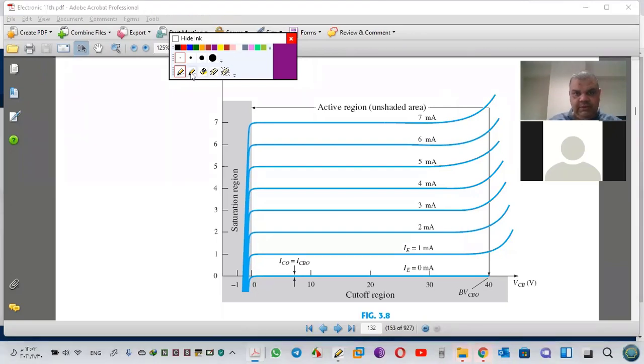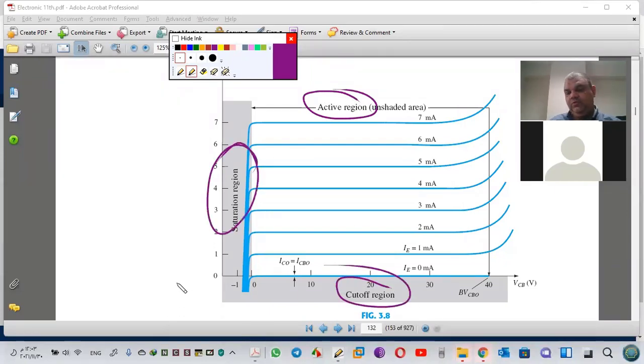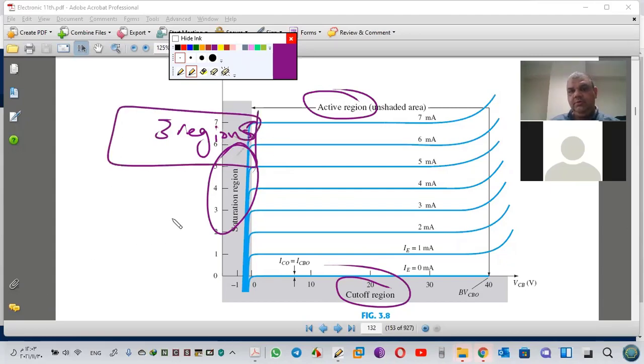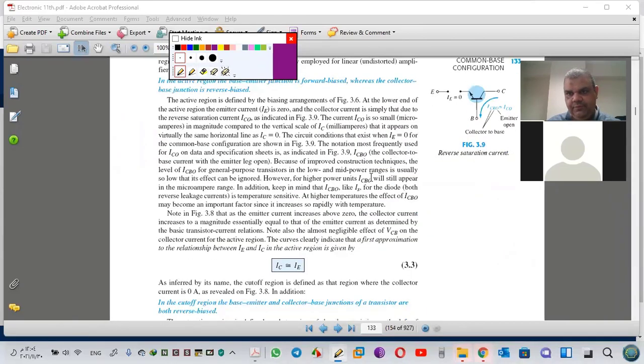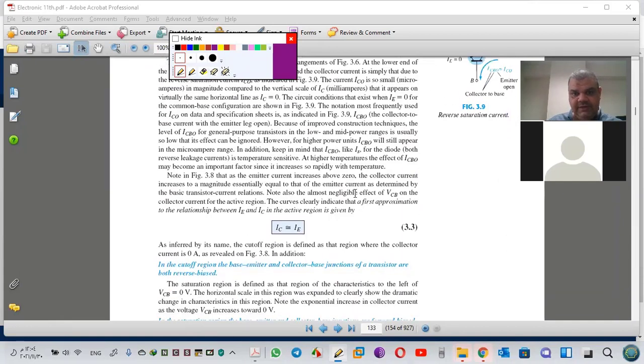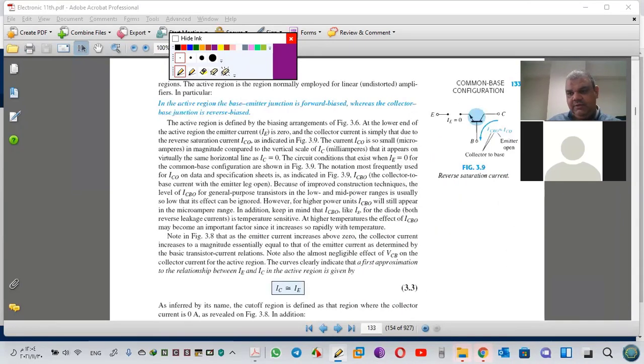Okay, we found here that we have active, cutoff, and saturation regions. So we have three regions in a transistor: active, saturation, and cutoff. And we'll talk about this in detail later. Now, here we have active, cutoff, and saturation.